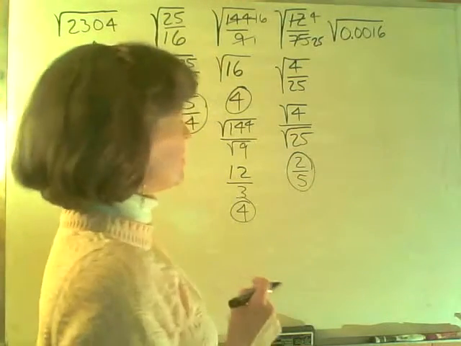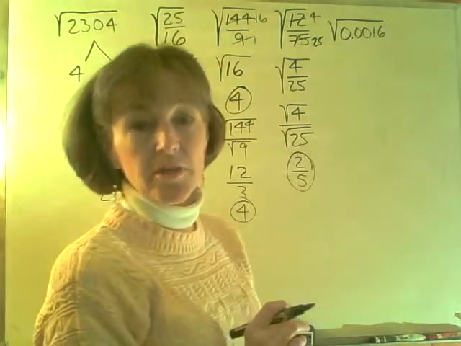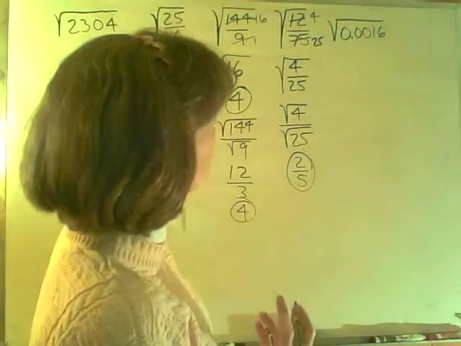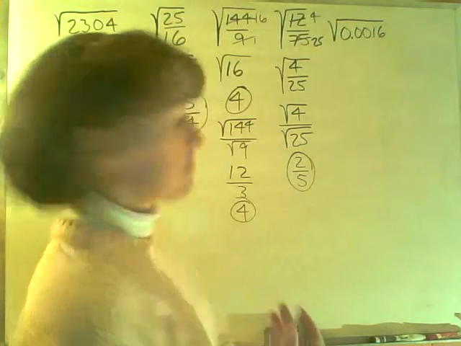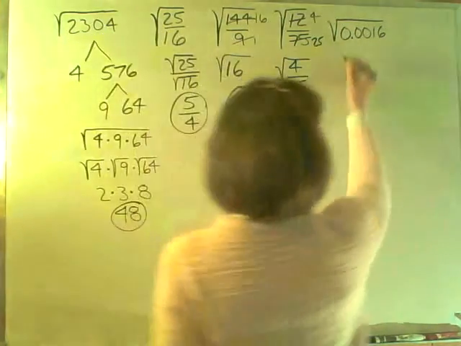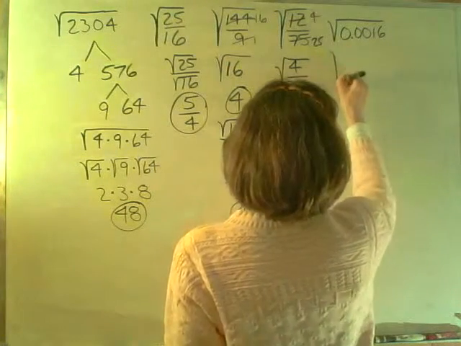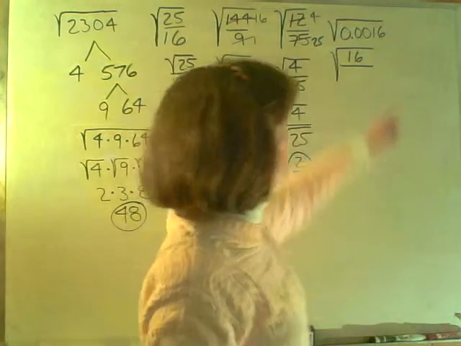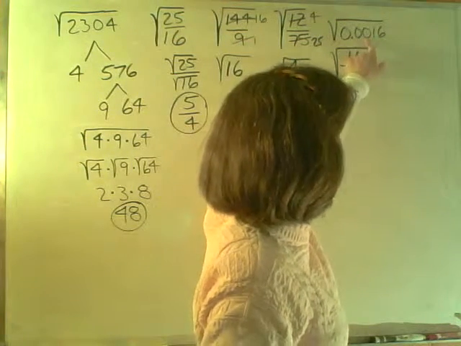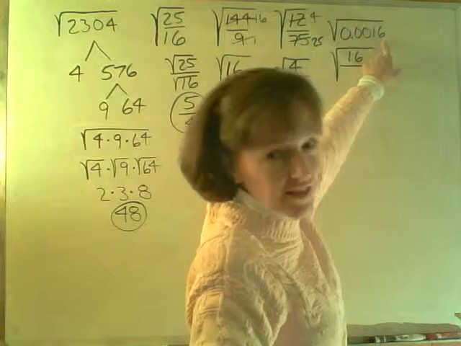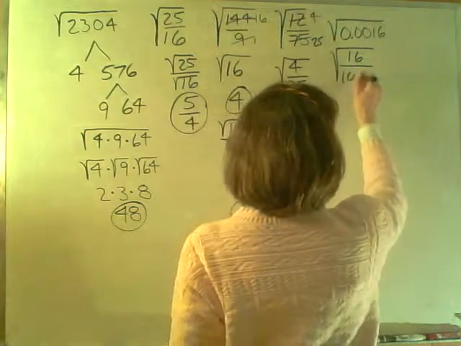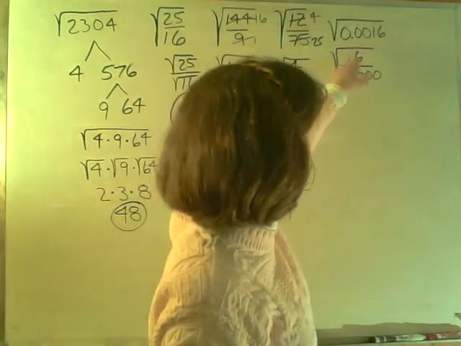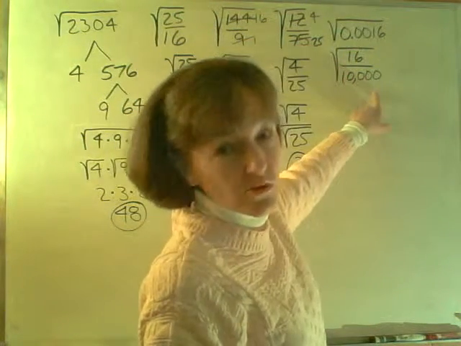Now the last one really looks terribly unfriendly, but we've got some options here. We can write this number as a fraction and work it like we've worked some of these. Let's do that. Okay, so this could really be written as 16 over, now we've got the tenths place, the hundredths place, the thousandths place, the 10,000ths place. So it's 16 10,000ths is what the number is.